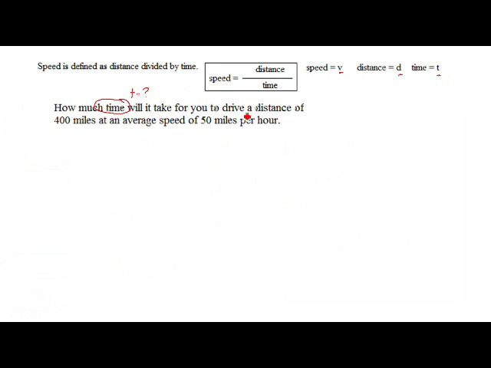You're going to drive a distance of 400 miles. That's our distance, at an average speed of 50 miles per hour. So we need our equation: speed equals distance divided by time. And then we just need to substitute in all the values that we just identified in the question. So 50 miles per hour is 400 miles divided by the time.